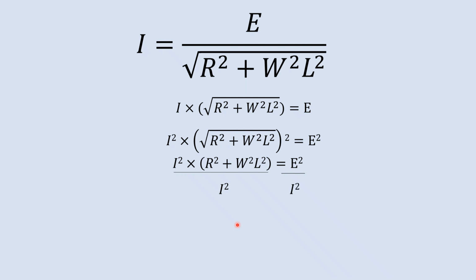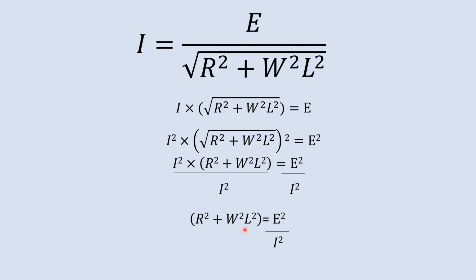Dividing both sides by I squared means we won't have this I squared on the left; the numerator and denominator cancel, so we now have 1. So our expression changes to R squared plus W squared L squared is equal to E squared over I squared.